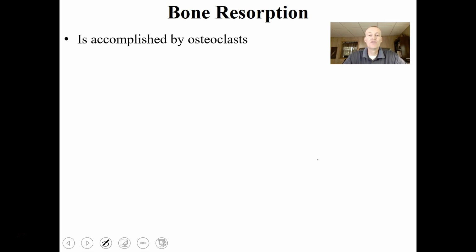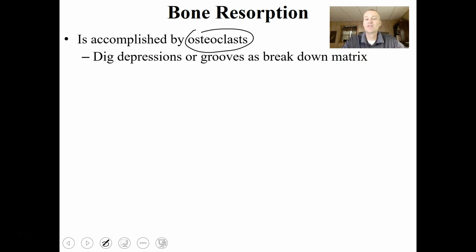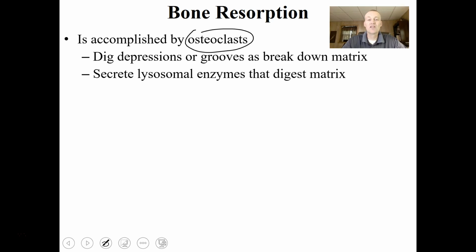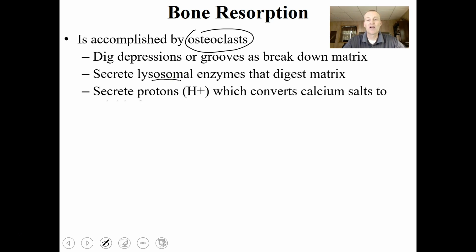So bone resorption is accomplished by osteoclasts. These are our bone destroying cells. They will actually dig depressions or grooves in the bone to break down the matrix. They do secrete lysosomal enzymes. These are little packages of digestive enzymes that they'll spit out onto the bone, and they'll digest the matrix of the bone. They also have the ability to secrete protons or hydrogen ions, and this converts the calcium salts to soluble forms that are easily absorbed and sent to the bloodstream.